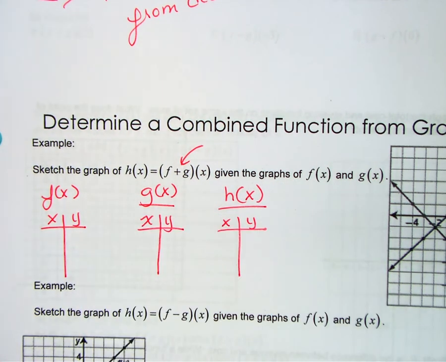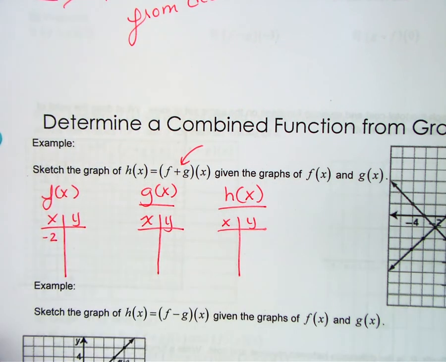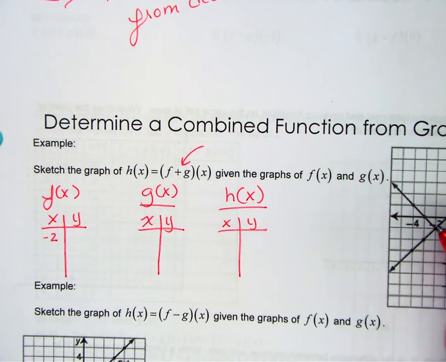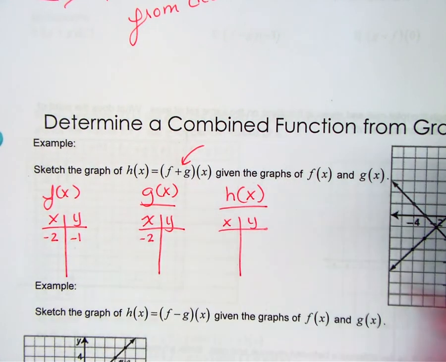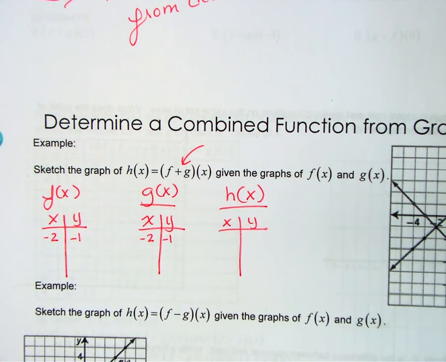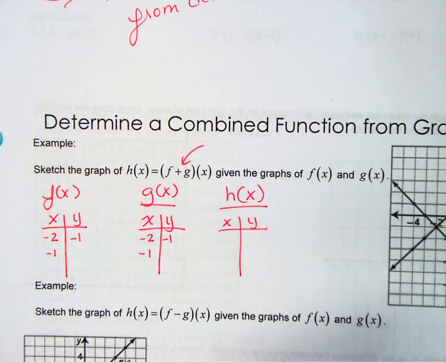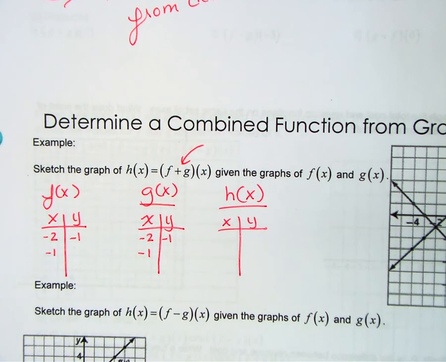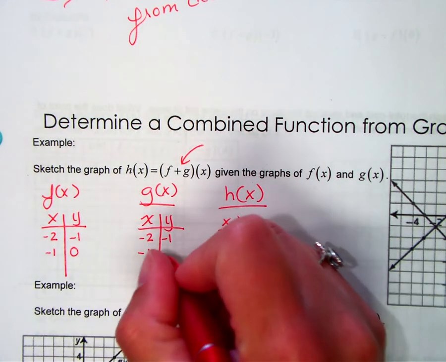So shall we start with something fun like -3? How about -2? -2. So on the f of x graph, you're at -1. On the g of x graph, oh look, you're also at -1. That's nice. Okay. And then we're going to go to -1. So it's really important that I do them at the same time, just to remind myself they have to be the same values. So on the f of x graph, I'm at 0. And on the g of x graph, I'm at -2.